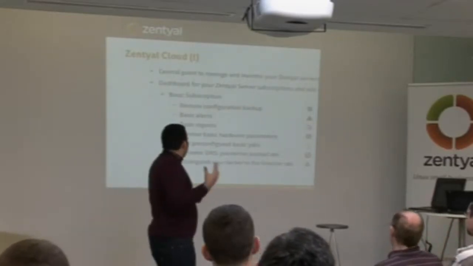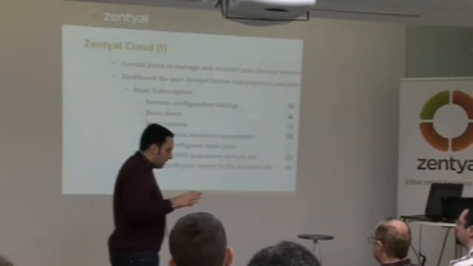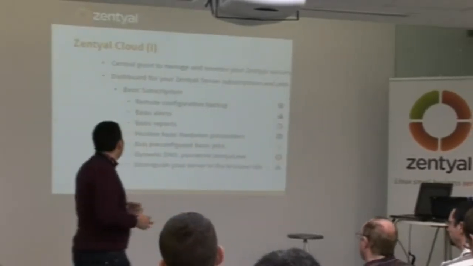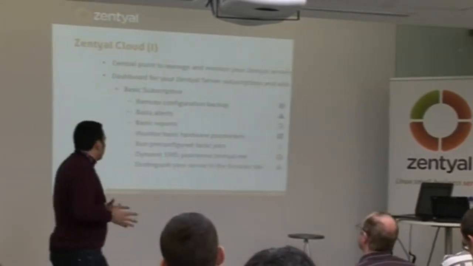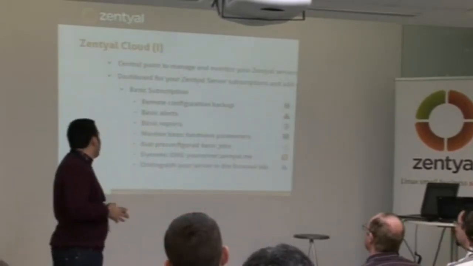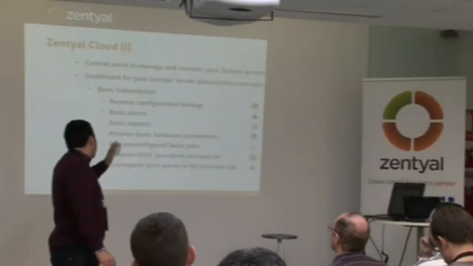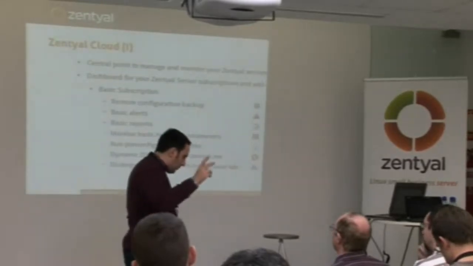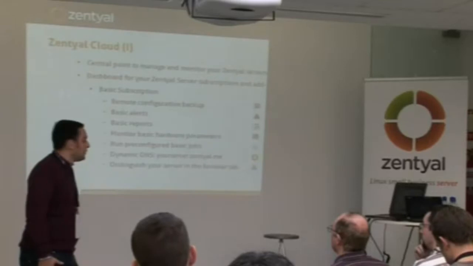We also have basic alerts, formally four alerts, that say, okay, we'll send you an email if the server goes down, if the configuration backup isn't done for any reason, or if you have software updates, but take into account that these software updates may break your system. We can also have basic reports, which I'm going to show you later, and monitoring of basic hardware parameters: load, CPU, hard disk storage, and memory usage.